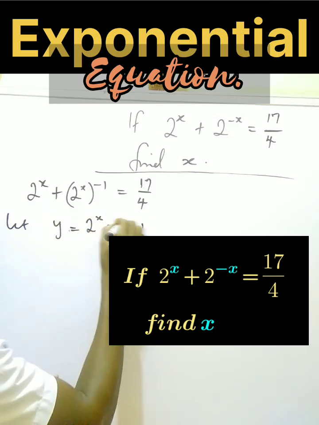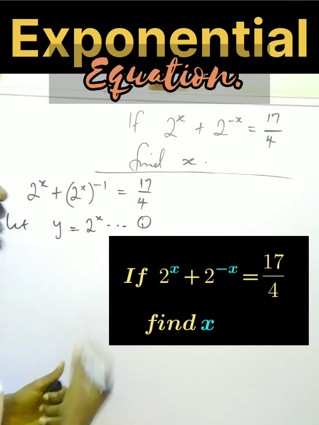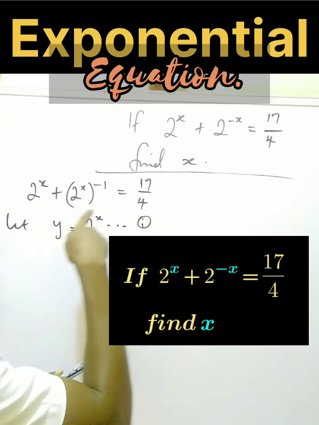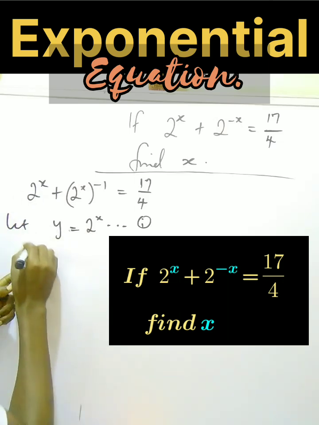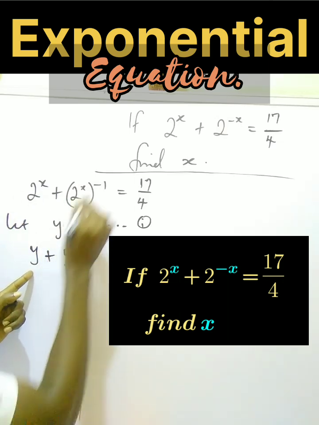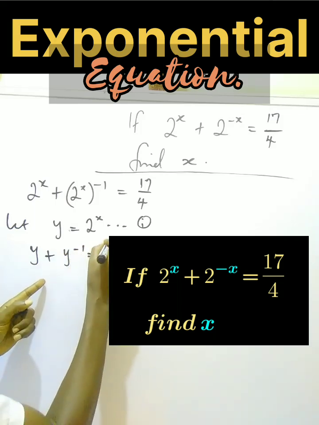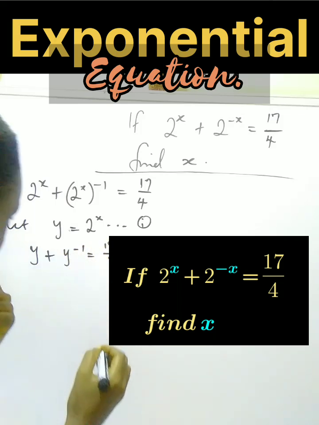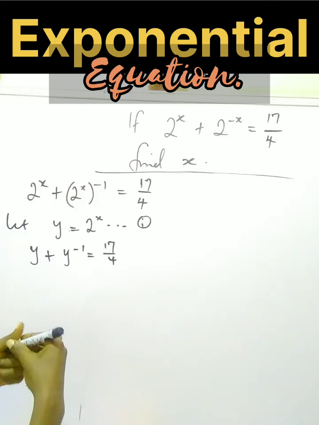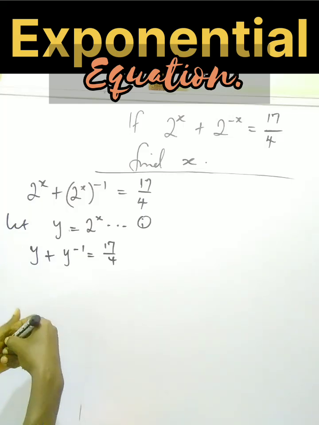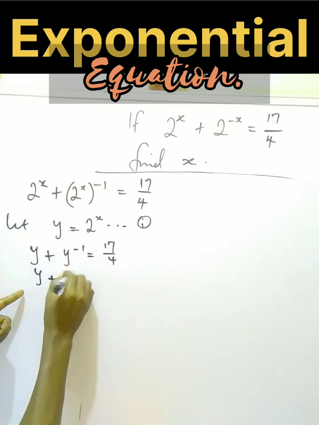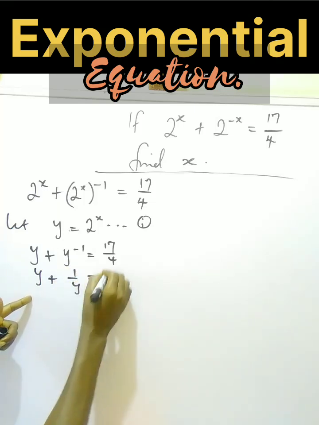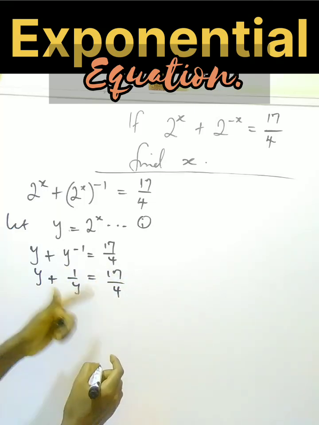Let me call this equation 1. Now, anywhere I see 2 to the power of x, I'm going to replace it by y. So this becomes y plus y raised to the power of minus 1 equal to 17 over 4. Can you see that? That will give me y plus 1 over y equal to 17 over 4. Remember, this is the same thing.